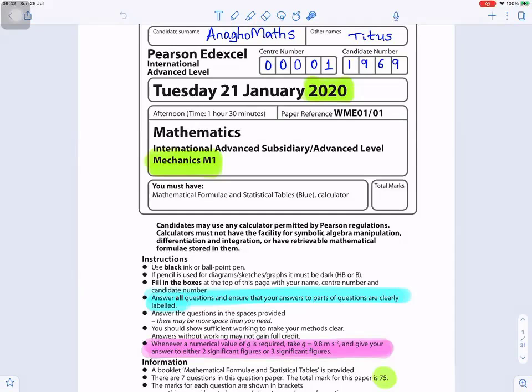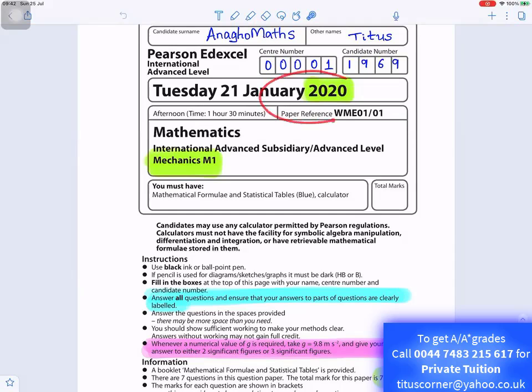Mechanics M1, January 2020, International Advanced Subsidiary and Advanced Level. Answer all questions and ensure that your answers to parts of questions are clearly labeled. The total mark for this paper is 75.